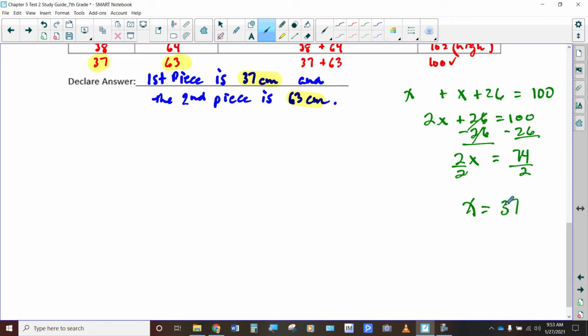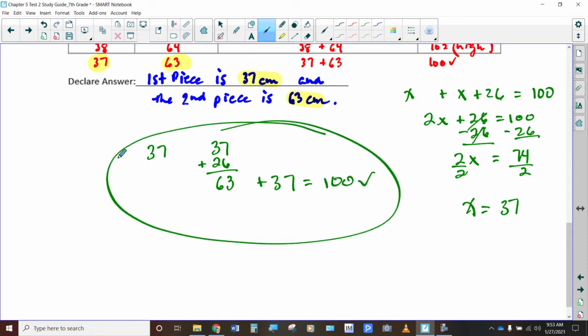Now, I don't want to just declare that as my answer, because I need to make sure I didn't make any mistakes. So according to our definitions, if the first is 37, the second has to be 26 more than that. So I will add 26 to 37 and get 63. And when you add 37 and 63 together, do you get 100? Yes, we do. So taking this time to check, that's your decide. We know we've got our answer correct, so we will declare our two pieces are 37 and 63.